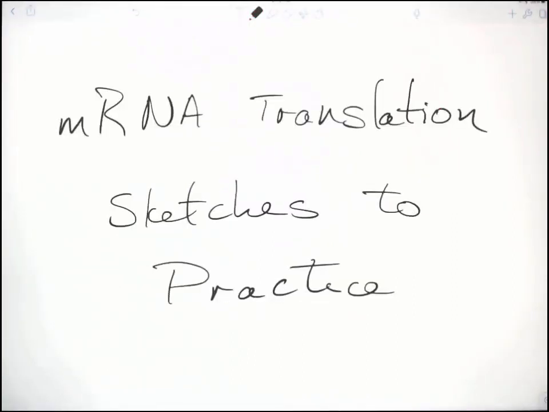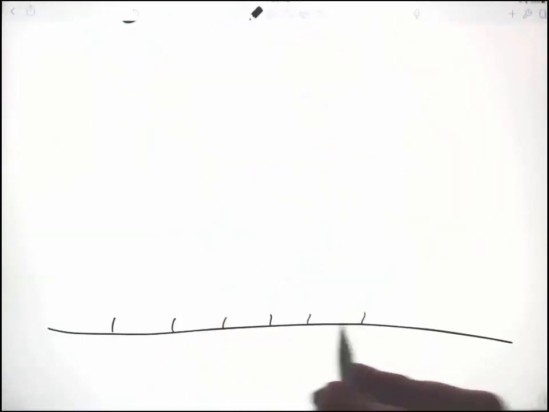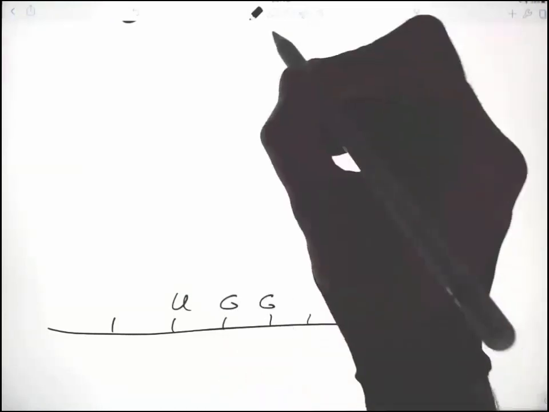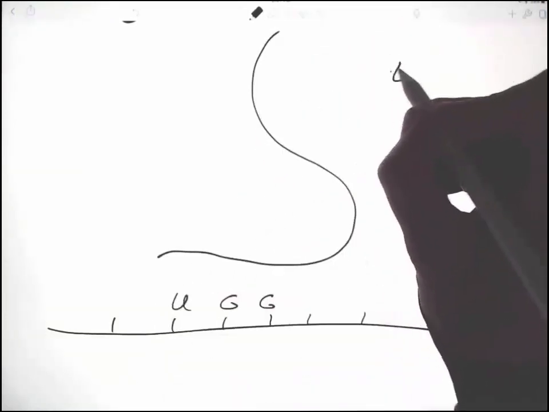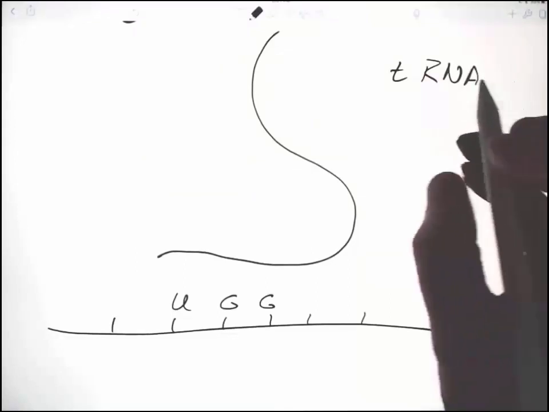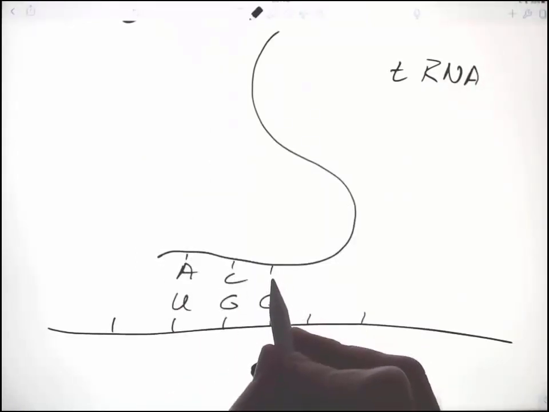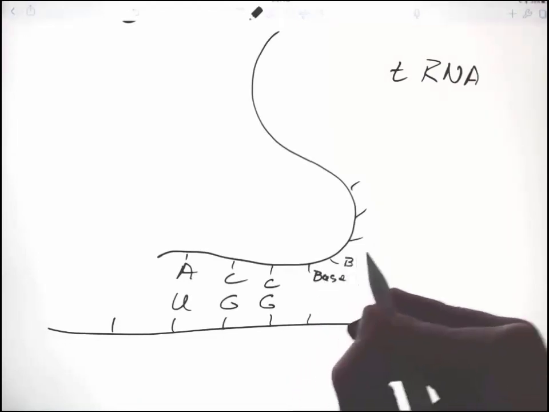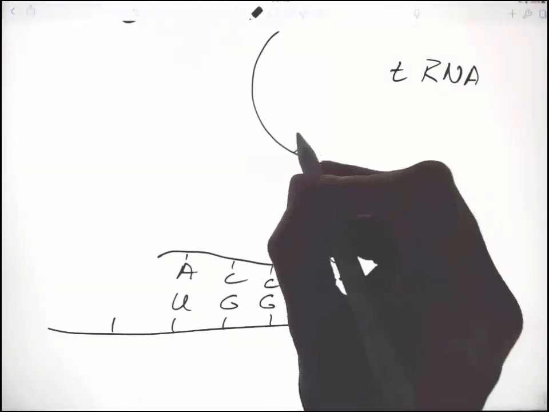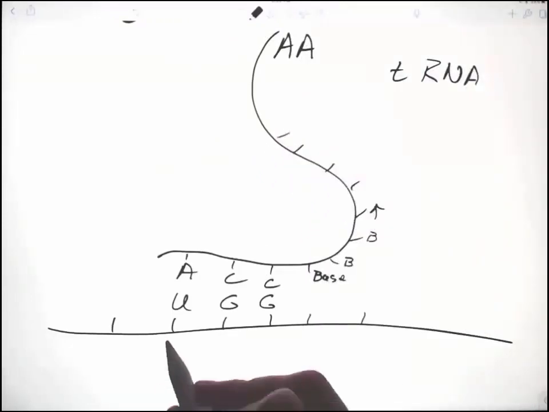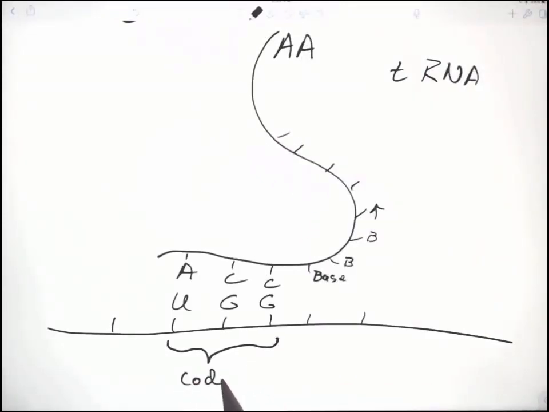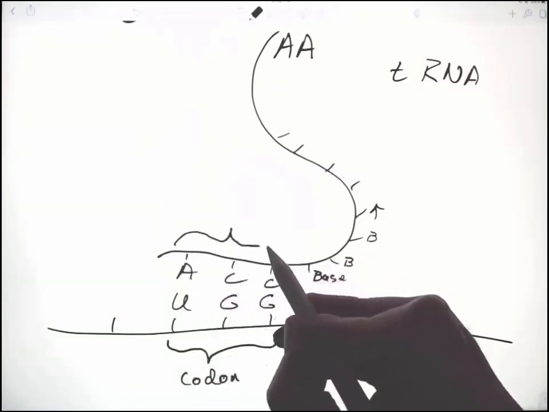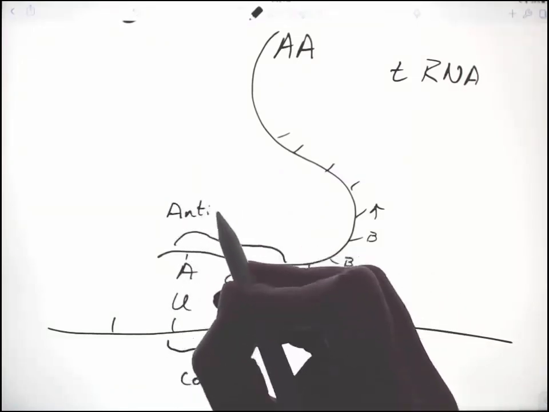Here are sketches to practice to remember mRNA translation. Here's the messenger RNA with the U, G, G, a transfer RNA with ACC matching up, more bases with the sugar phosphate backbone for the rest of the transfer RNA and specific amino acid. Codon in the messenger RNA pairing up with an anticodon matching a specific amino acid.